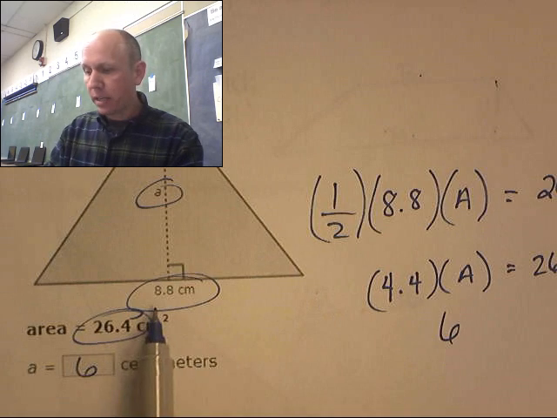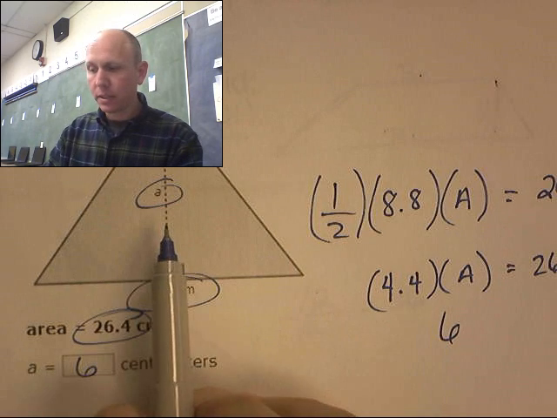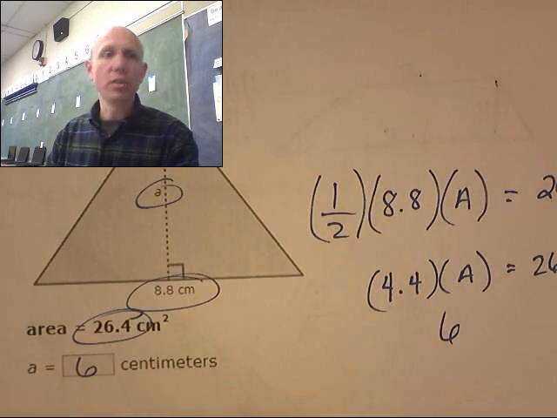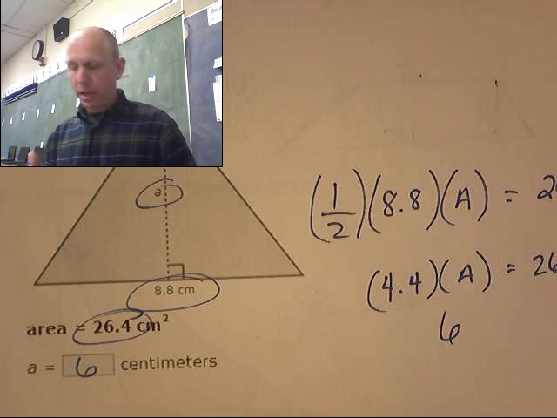So 8.8 times 6 divided by 2 gives us the 26.4. All right, is that it?